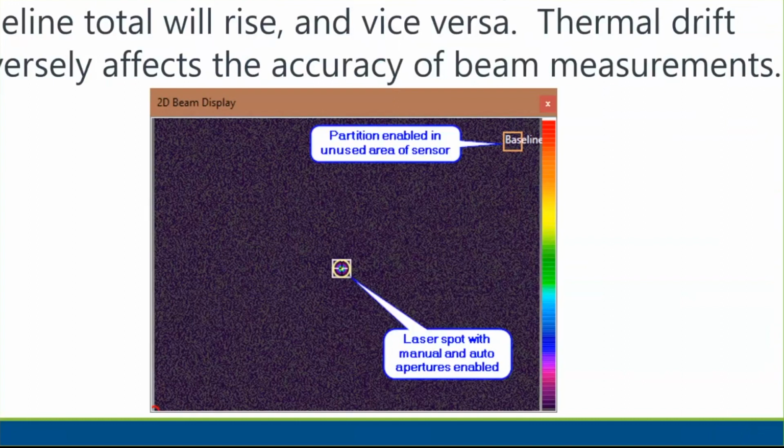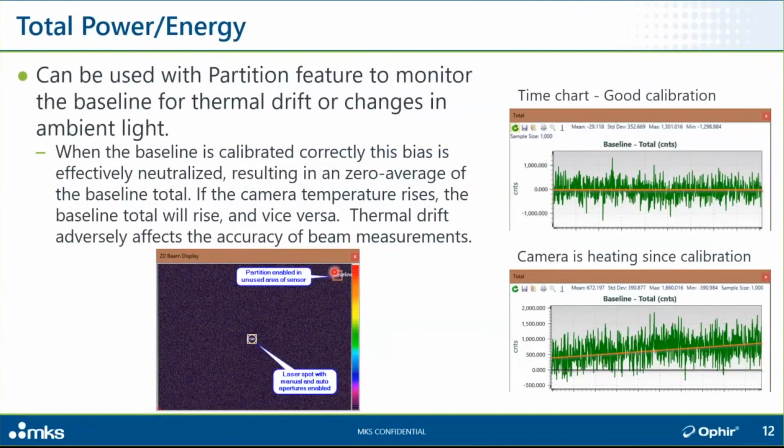A partition is a different type of aperture available in BeamGage. You enable this out in the corner, and then we can chart that and monitor the baseline calibration. Now, after an ultracal, if we've neutralized the baseline, we should see the electronic noise of the camera be equally distributed, both positive and negative. So we can see that the mean of this is right near zero, and that's exactly where we want it to be. What that means is only the real laser signal will be used in the calculation.